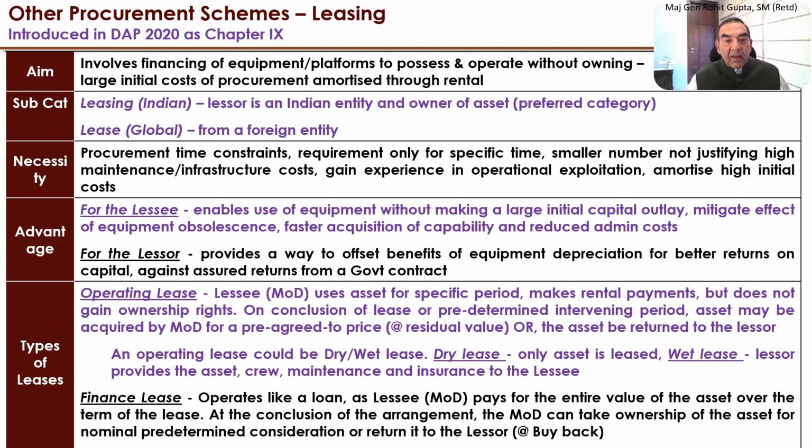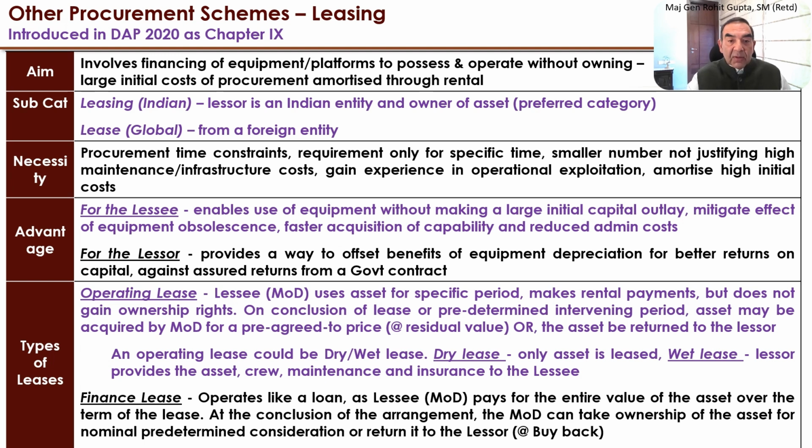Necessity. There may be procurement time constraint. We are aware that capital procurement does take a long time. The requirement may only be for a specific time and not for long term. A smaller number may be required, and high maintenance and infrastructure costs can be offset by doing leasing. By initial leasing, before you do a major procurement, you can gain experience in operational exploitation. Also decide for yourself whether this equipment or a different type of equipment would be required depending on operational requirement. And it amortizes high initial costs as we saw in the first part.